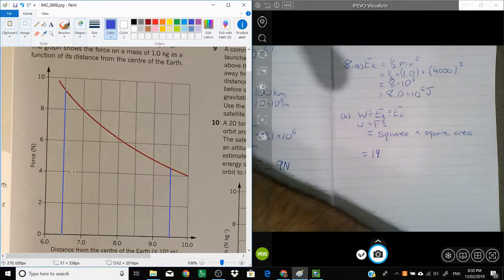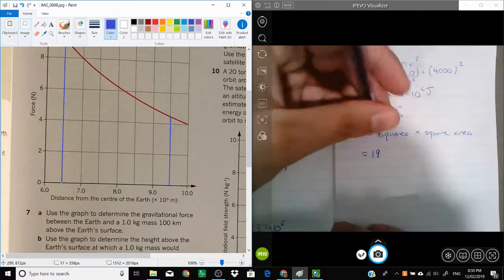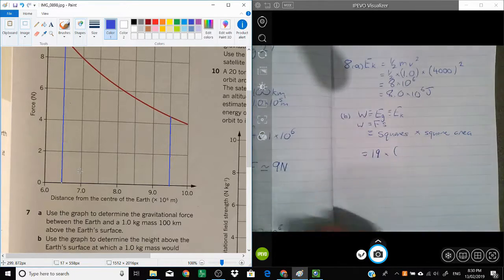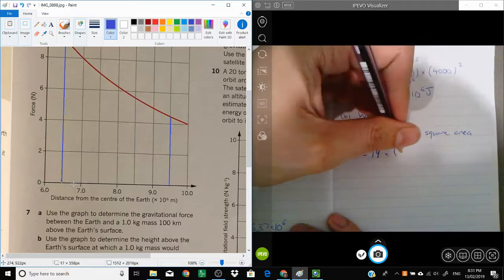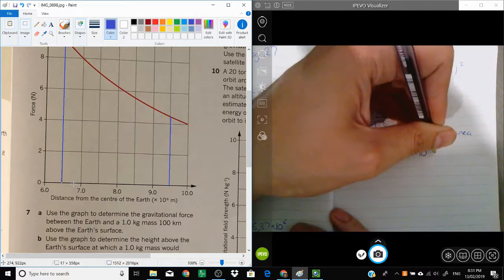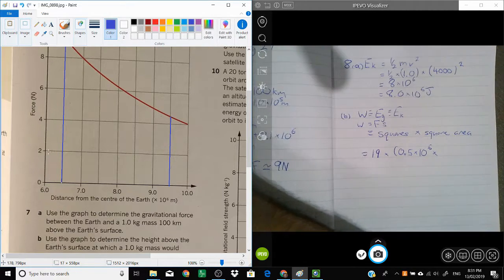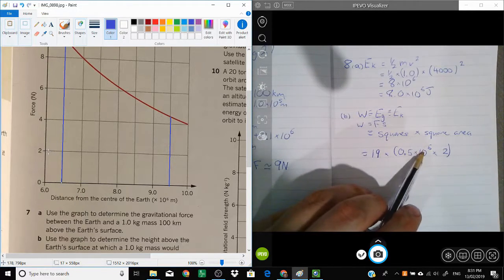So that seems to be the pattern we're doing: just the nearest square. It's an estimation, like most of this graph work is. Okay, so let's consider the square area. Running along here, each square is 0.5 times 10 to the 6 on the x-axis, and going up by one square is 2. So half times 2 is 1 times 10 to the 6.